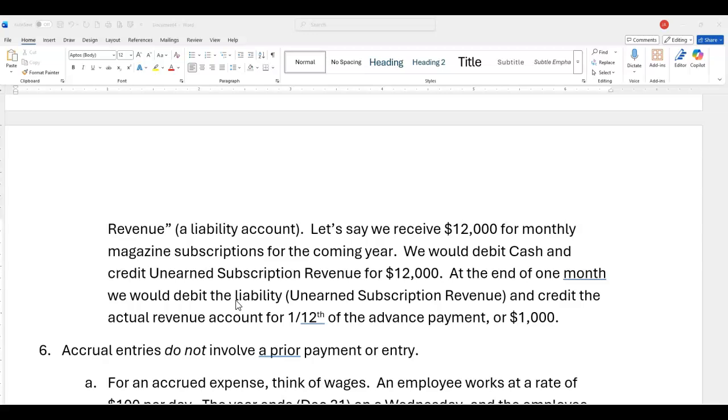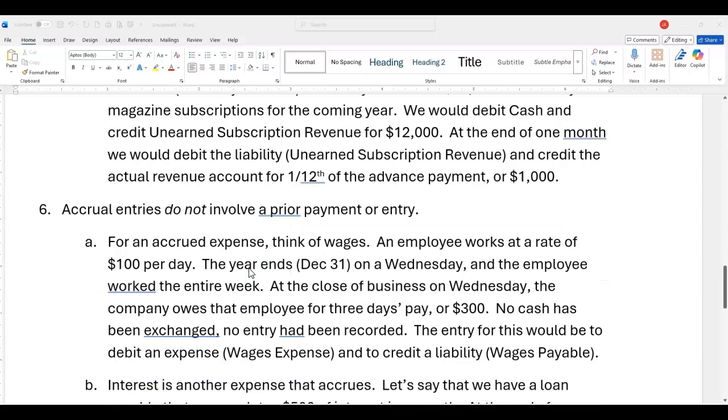Okay, accrual entries do not have a prior payment. No cash has been exchanged. In this case, let's talk about wages. This is an expense, an accrual of an expense. We have a worker that earns $100 a day.